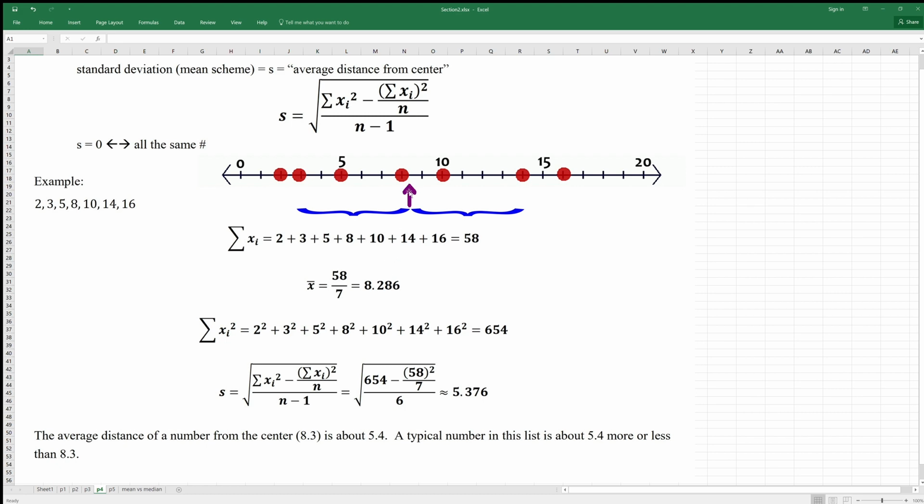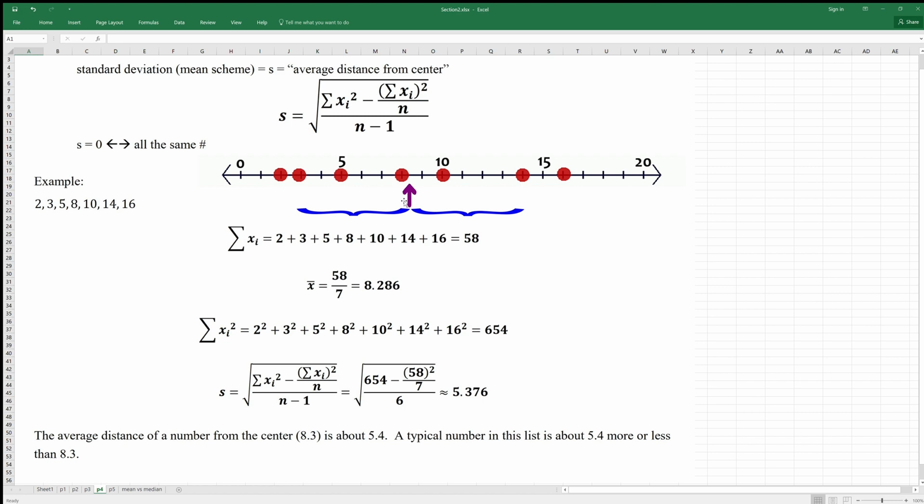So there we are on the number line where the purple arrow is the mean. That is the balance point. If you had heavy marbles on the number line, all the same weight, then that is where the number line would balance at 8.286 something. I'm sure it's been rounded.